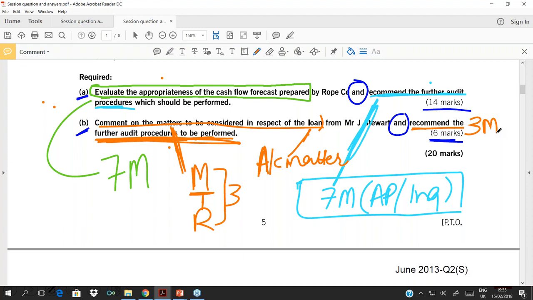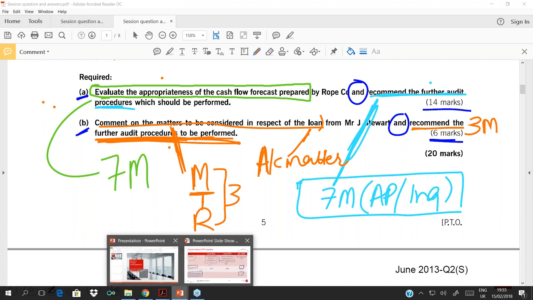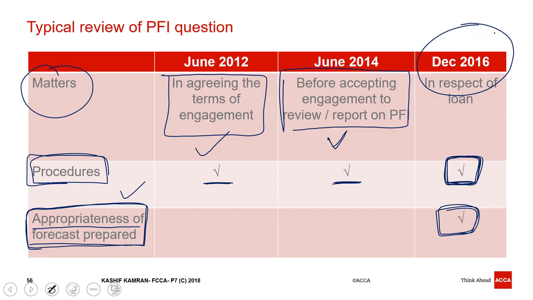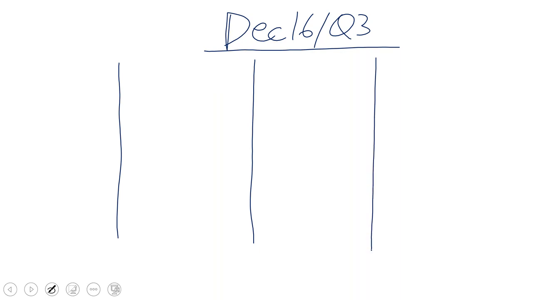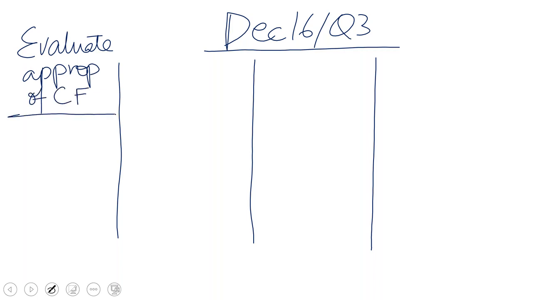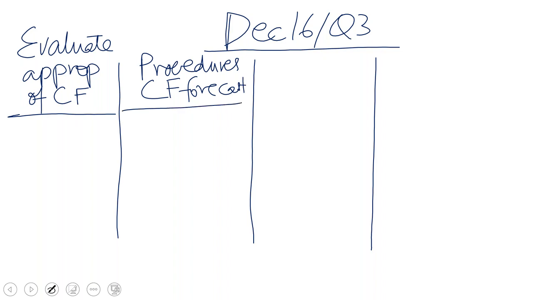Now when I go back for just a minute, I just want to make one thing clear, which will make the answer look much easier. This December 16 question 3 is asking us how many things? 1, 2, 3, and 4. The first thing is to evaluate the appropriateness of the cash flow. The second requirement is to write procedures on the cash flow forecast. The third requirement is to write matters on the loan. And the fourth requirement is to write procedures on the loan.